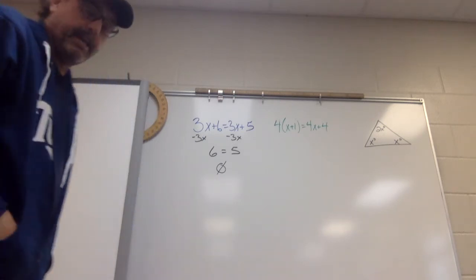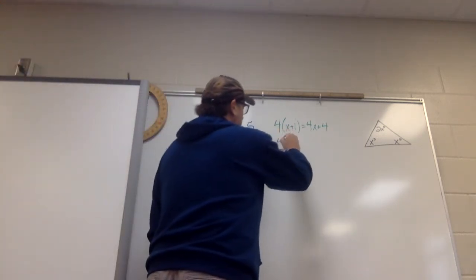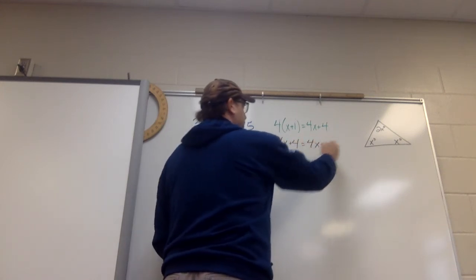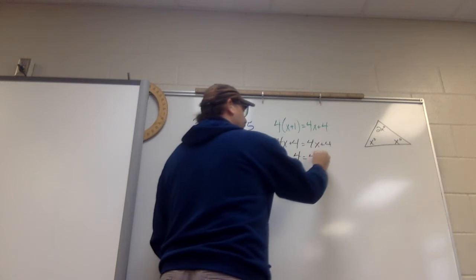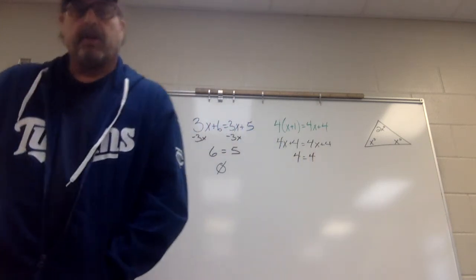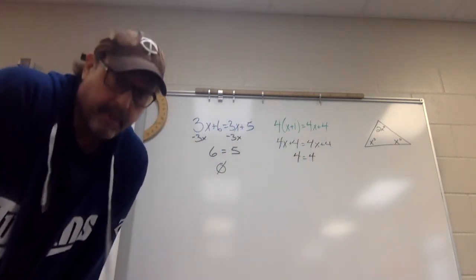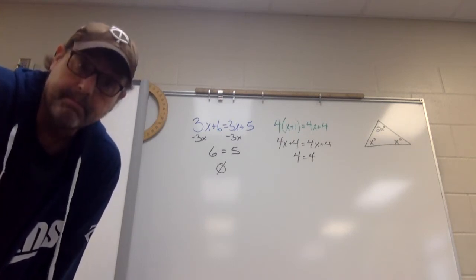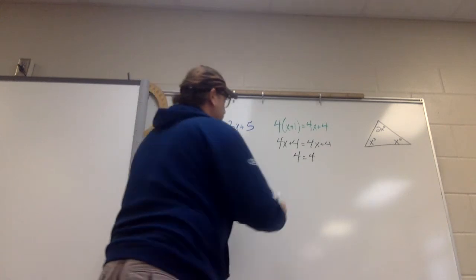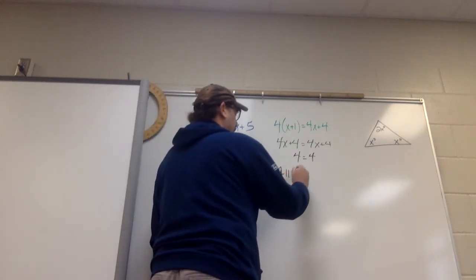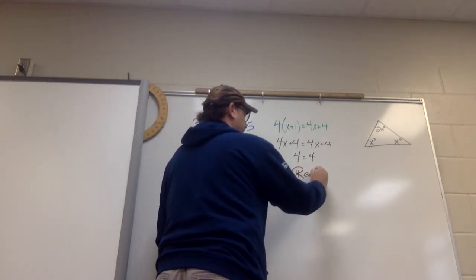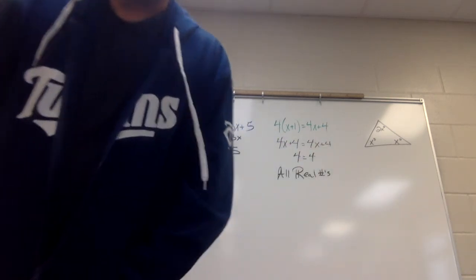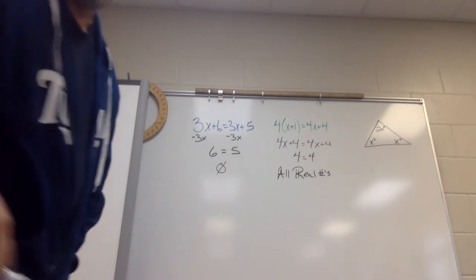Let's look here in green. Distributive property, 4x plus 4, 4x plus 4. Let's take away 4x on both sides, and we get 4 equals 4. When the variables have gone away and we have an equation that makes sense, 4 equals 4, yep. All solutions work, all real numbers.